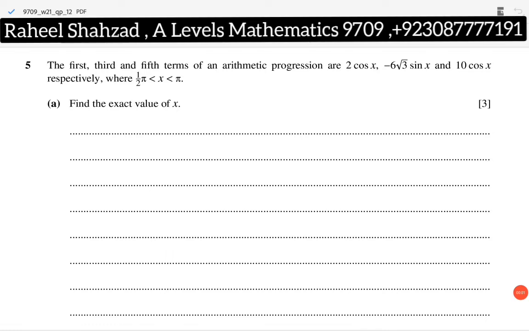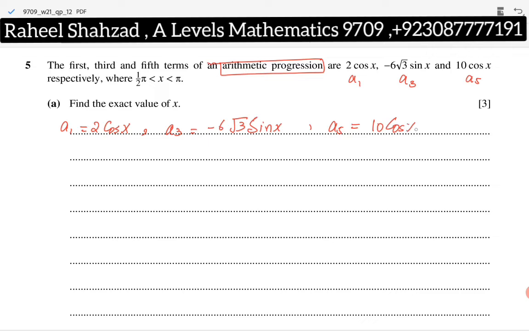Now question number 5 is from arithmetic progression, right? They have given us the first, third and fifth term. So your first term is equal to 2 cos x. Your third term is equal to minus 6 under root 3 sin x. And your fifth term is equal to 10 cos x.